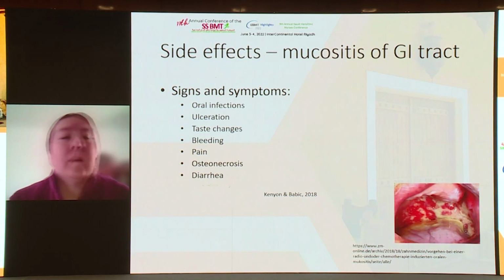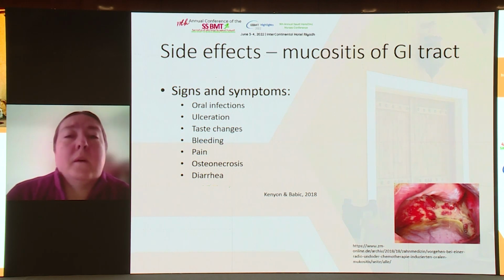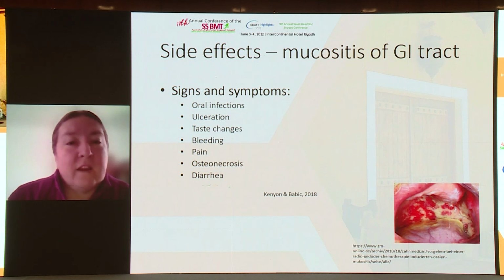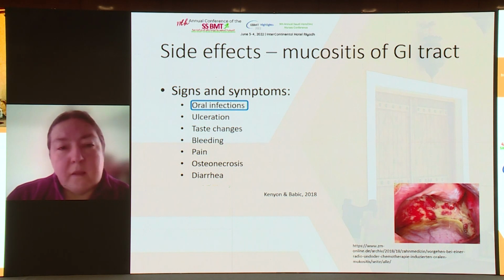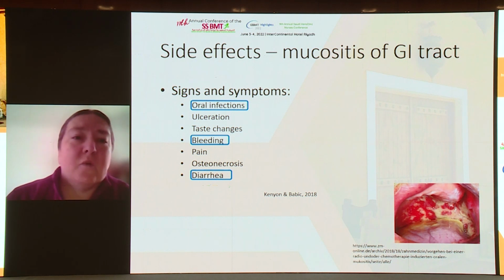So what are the side effects? What are side effects that can come? One of them is mucositis of the GI tract, and possible signs and symptoms are oral infections, oral ulcerations, taste changes, bleedings, pain, osteonecrosis, and diarrhea. And I would like to draw further attention to these three side effects because they bring a high complication rate for the patients.